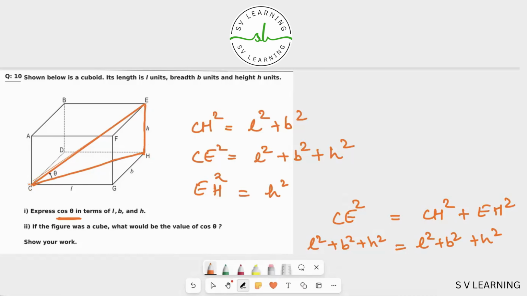So since hypotenuse is the longest side, the length is given as under root of L square plus B square plus H square. This gives me this direction that hypotenuse is nothing but CE. Similarly, if this is the angle theta, the side adjacent CH will act as base and EH will act as perpendicular here.